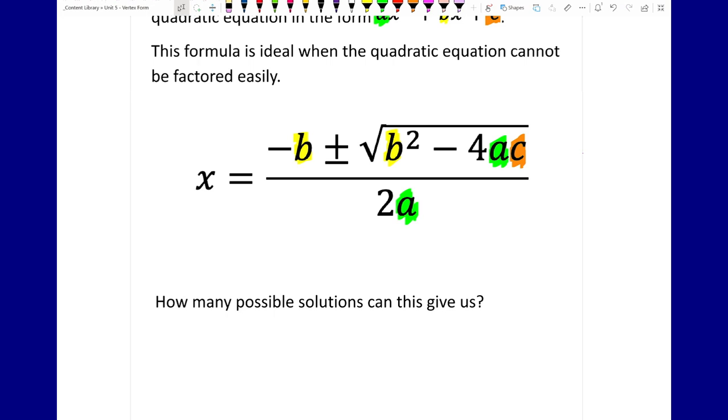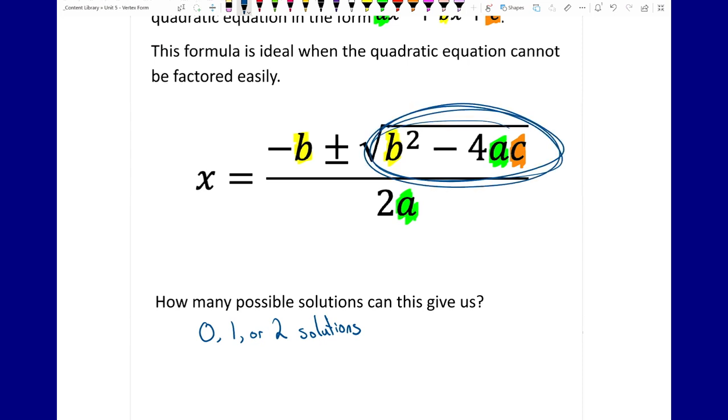Now, how many possible solutions can this formula give us? Well, we might say, it's just x equals, so it's only going to give us 1. However, this will give us two solutions. Or we could say 0, 1, or 2 solutions. It all depends on what value we have under this square root. We might end up square rooting a negative, which won't happen. We might square root a 0, which is not going to be anything different. Or we might square root a positive number where we might get two possible values.